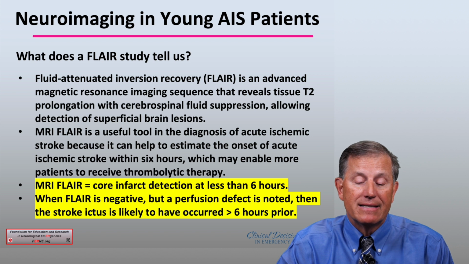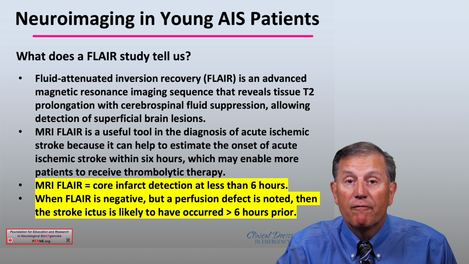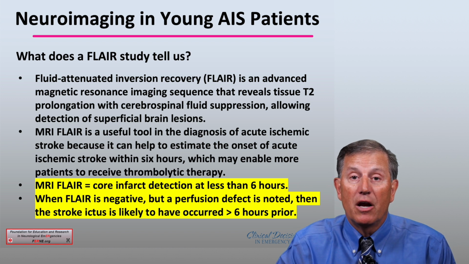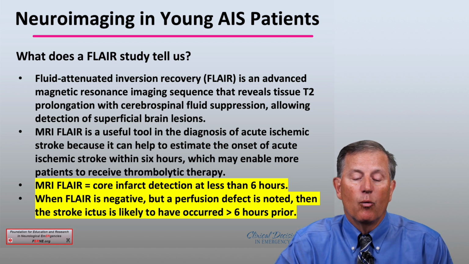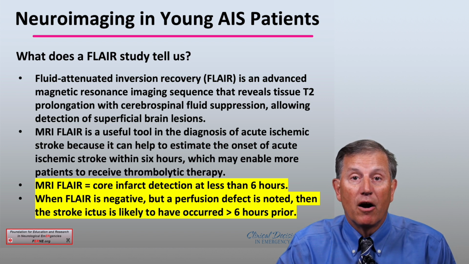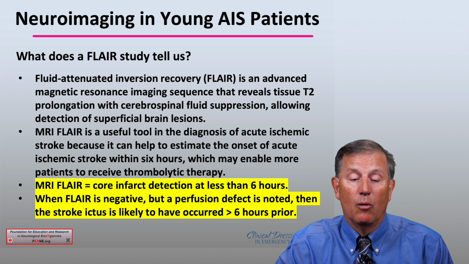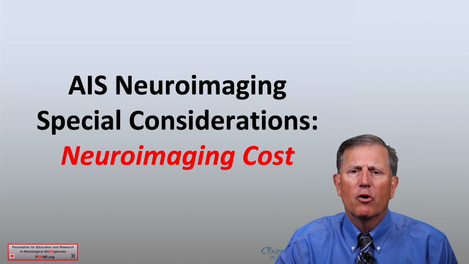And when the FLAIR is negative, but a perfusion defect is noted, then the stroke ictus is likely to occur greater than 6 hours, but still within the time frame where EVT, aggressive therapies, may be useful. In other words, if the FLAIR is negative and there's no demonstration of a core infarct, but an ischemic penumbra is identified, it is then possible to refer these patients for more aggressive EVT therapies between 6 and 24 hours. What about neuroimaging cost?